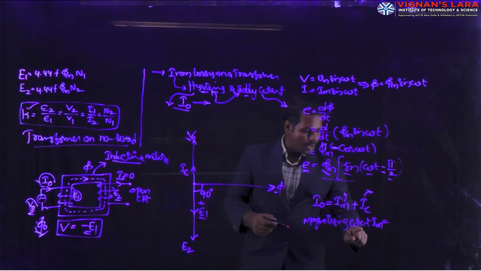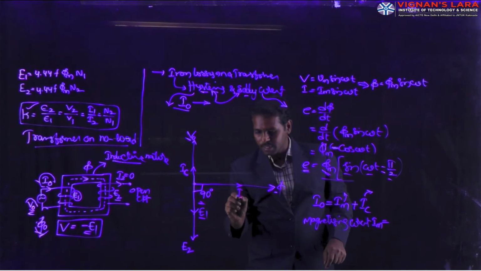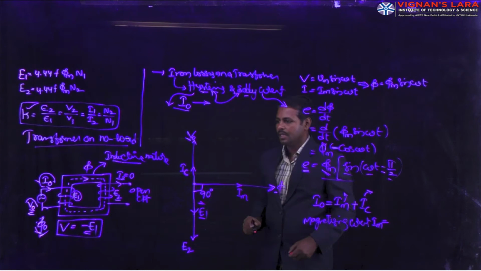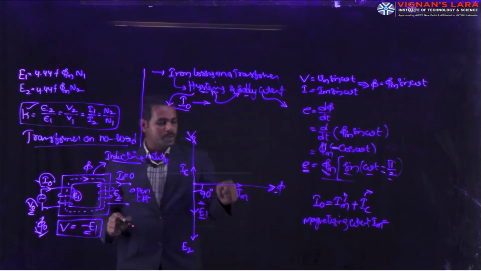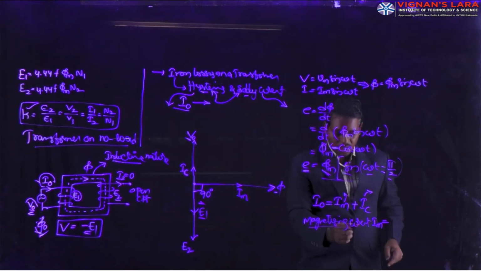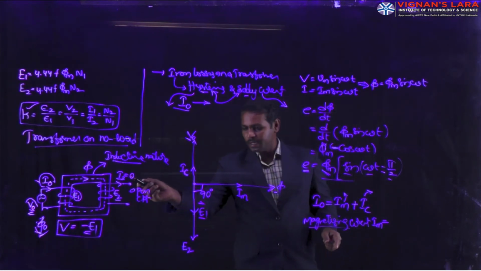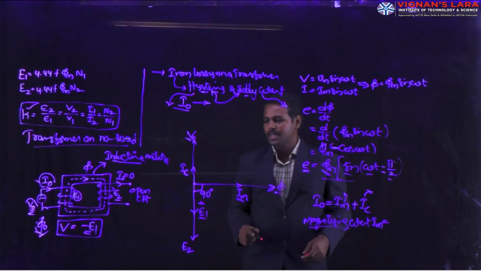So the magnetizing component is always in phase with the flux. Based on the type of magnetic material only, it generates the flux. That's why the magnetizing component is always generated in a magnetic core, and it is always in phase with the flux.